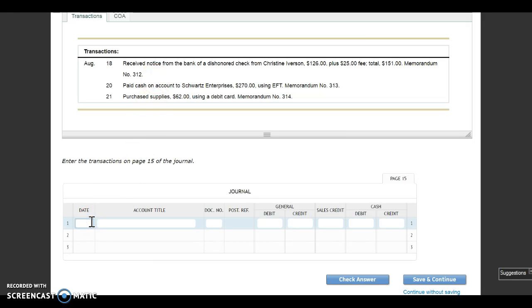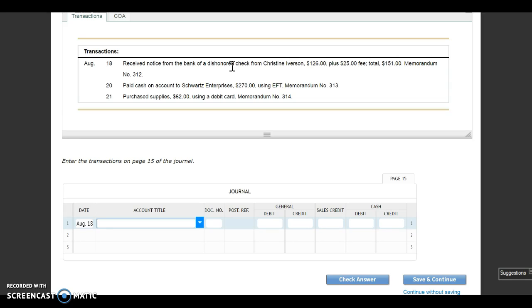So first thing I'm going to do is put in my date because I know what that is. So I'm going to put in August 18th. Now, next thing I have to do is figure out what account I'm going to debit and what account I'm going to credit. Now, I should know when I see this that I received notice about the dishonored check, I have to cover that. So that right there tells me that that's going to be a cash.